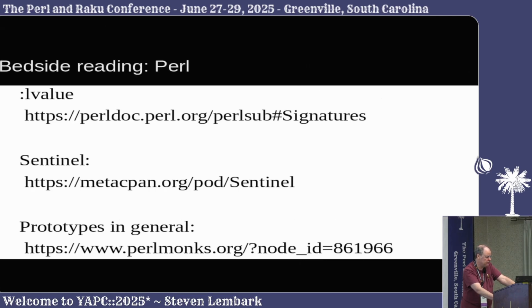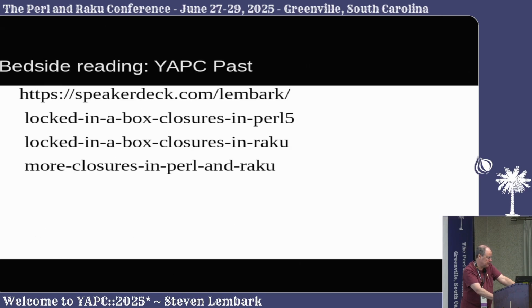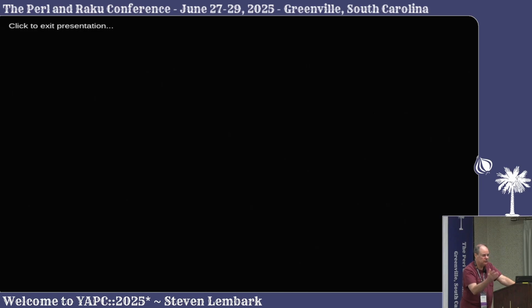Bedside reading, in Perl sub, the signatures. There's a bunch of them, but L values one. There's Sentinel. Prototypes in general, there's a good Perl Monks post that I had there that describes the constructors. And benchmarking in Raku, and that's the stuff I've done for the last few years is all on, and this will be on Speaker Deck under me. So if you care about all the other exciting things we've done with closures, you can go back and look at those. And that was it.